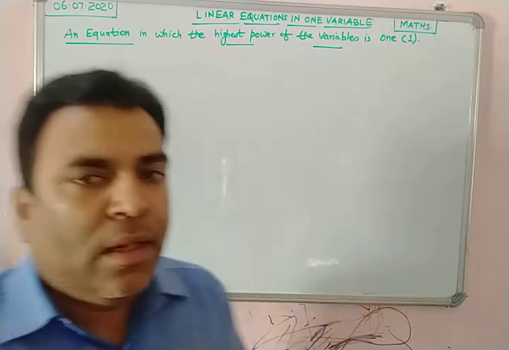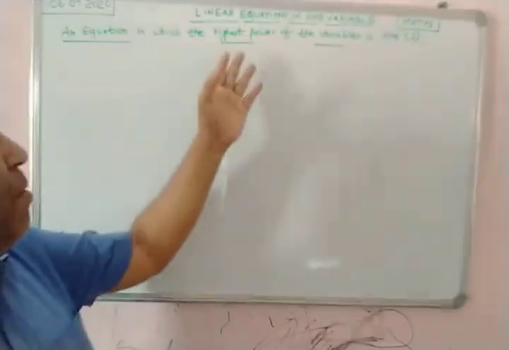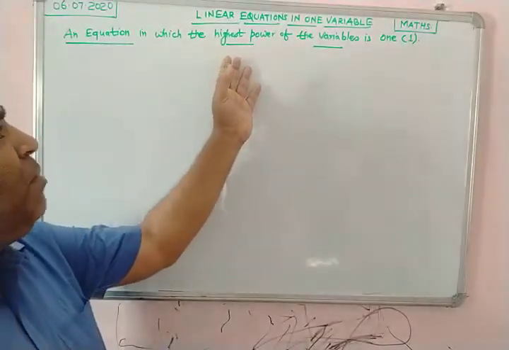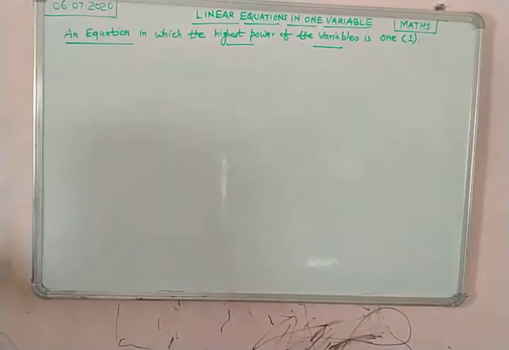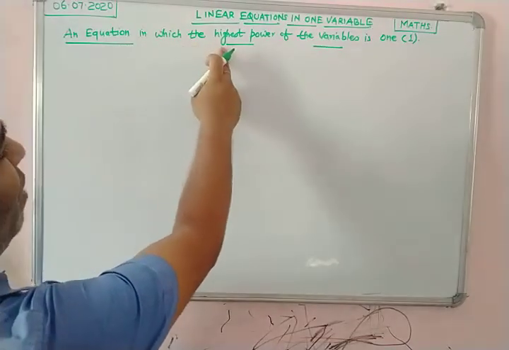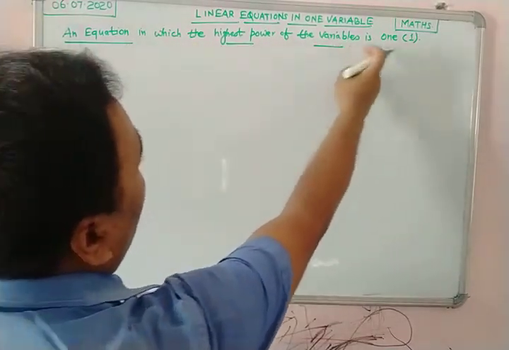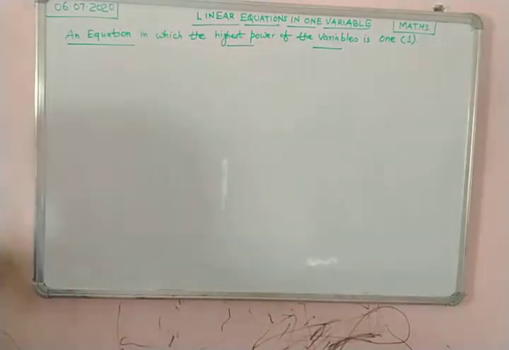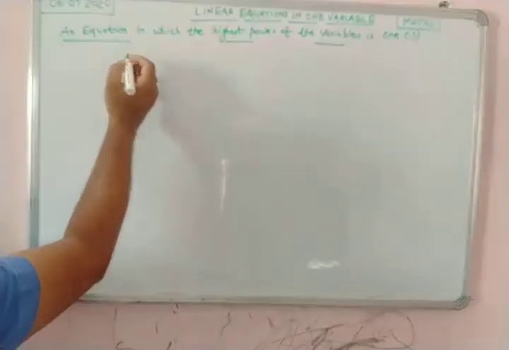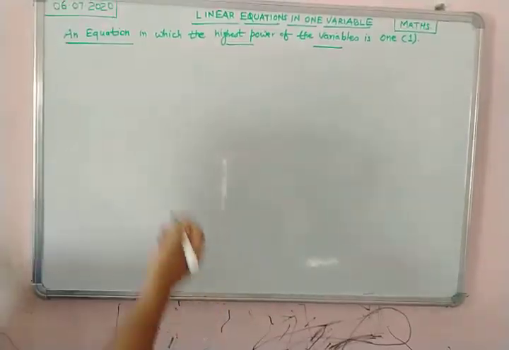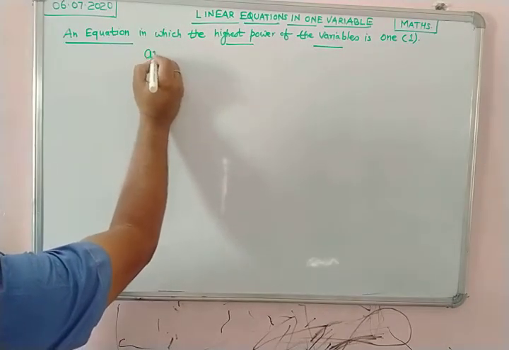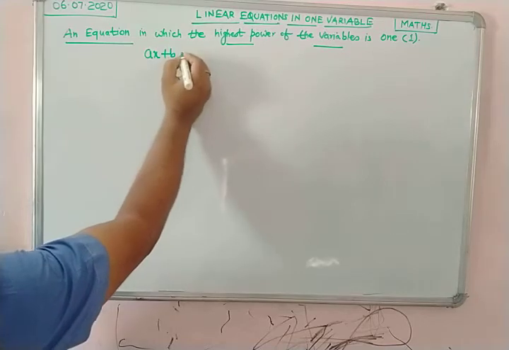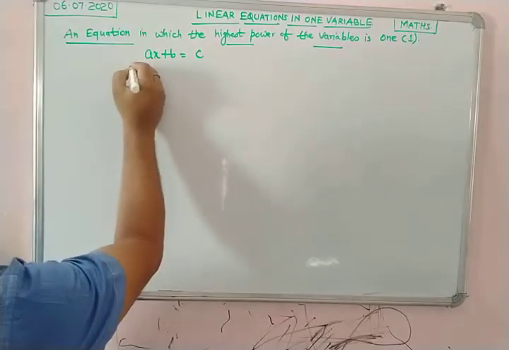Hello students, in class 7 I have come back with the next chapter, linear equation in one variable. What is linear equation in one variable? We say that an equation which is having the highest power of the variable, that is 1, and it is having one standard form, standard expression. What is that standard expression? The standard expression is ax plus b equal to c.